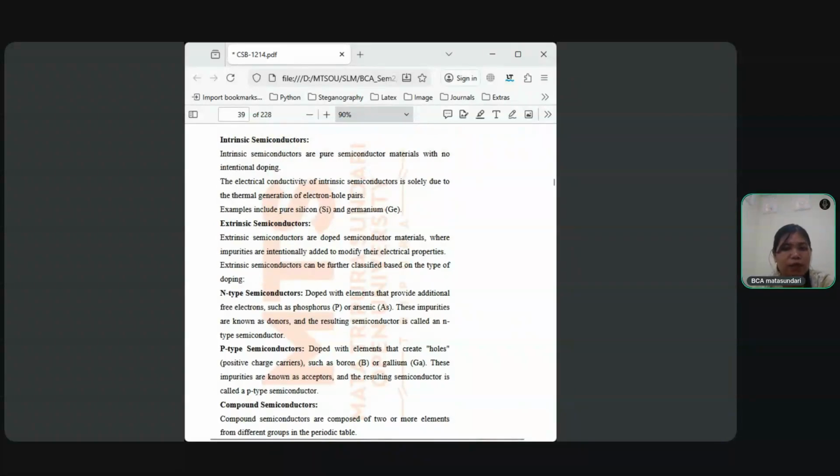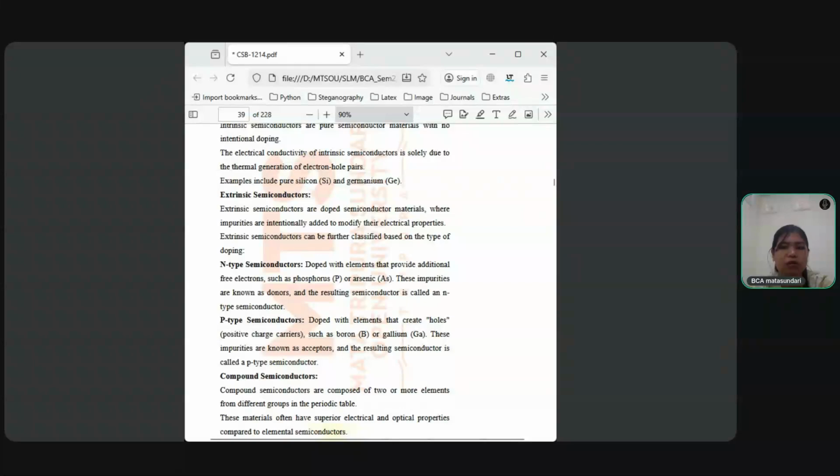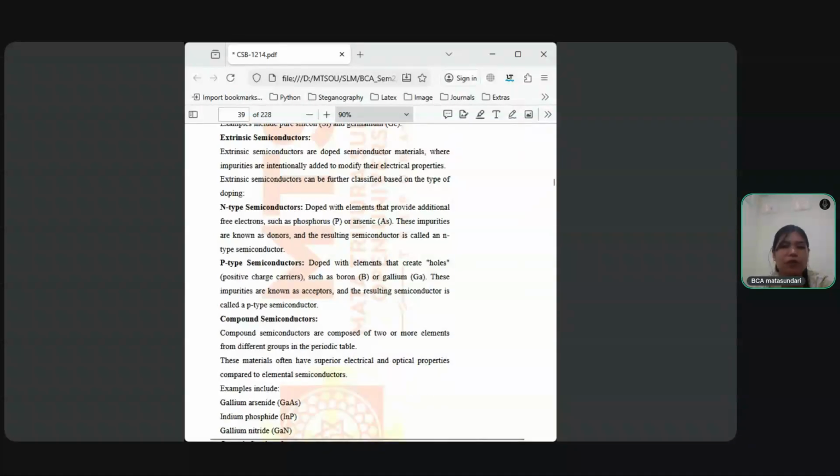Intrinsic semiconductors are pure semiconductor materials with no intentional doping. Examples include pure silicon, Si, and germanium, Ge. Extrinsic semiconductors are doped semiconductor materials where impurities are intentionally added to modify their electrical properties.